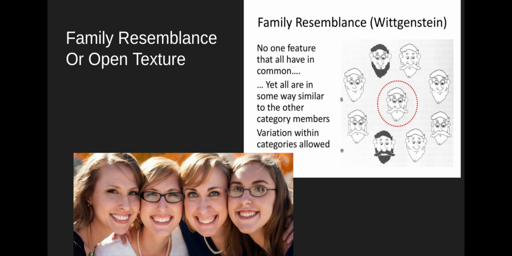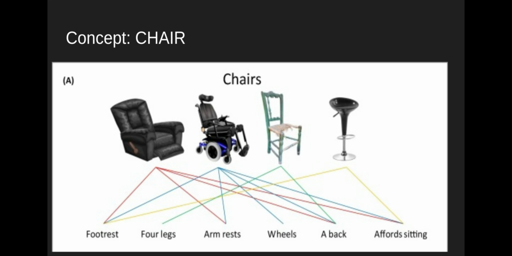So, just a quick example about how you might put this idea of open texture or family resemblance to use without looking at actual families. Think about the concept like chair. Now, you might try and give some necessary and sufficient conditions on what it is to be a chair. So, you might say, well, it's necessary to be a chair that you've got to have legs.